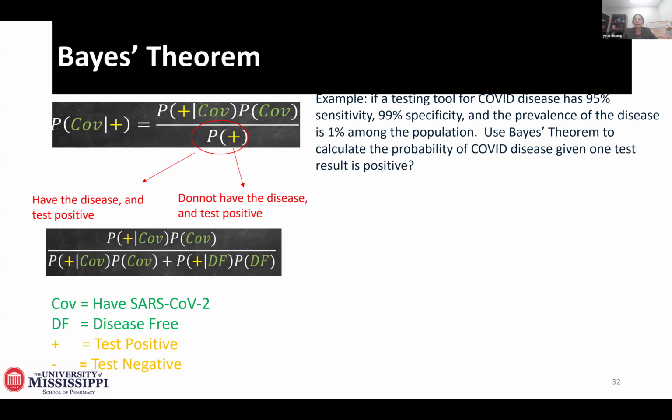Okay, now let's say there is one example. If the testing tool for COVID-19 has 95% sensitivity and 99% specificity, and we also know that the prevalence of the COVID-19 disease is 1% among the entire population, I would like us to use Bayesian theory to calculate the probability of COVID-19 given one test result is positive. See here, I want us to use Bayesian theory to calculate one conditional probability based on the information of the sensitivity and specificity of the testing tools, as well as the pre-test knowledge about the prevalence of the disease.